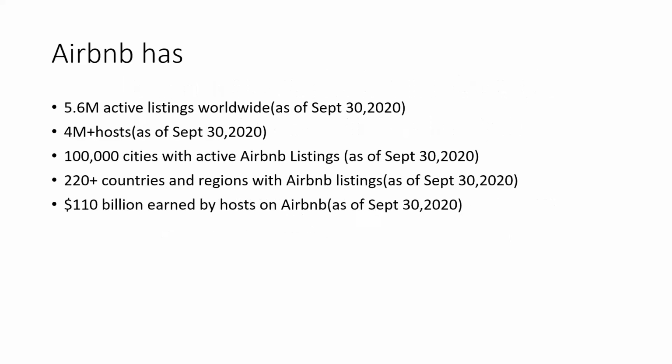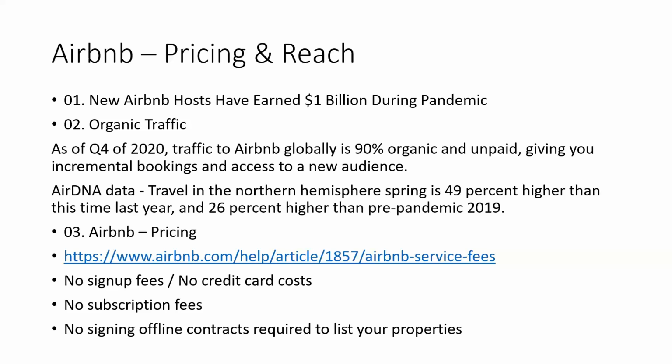So if you look at this, I just want to give you some high level information about Airbnb. They have 5.6 million active listings, 4 million hosts, 100,000 cities, 220 countries, and 110 billion in sales as of September 30th, 2020. But if you look at the other statistics here, during the lockdowns and the pandemic, Airbnb was able to make $1 billion. At least the hosts were able to make $1 billion.